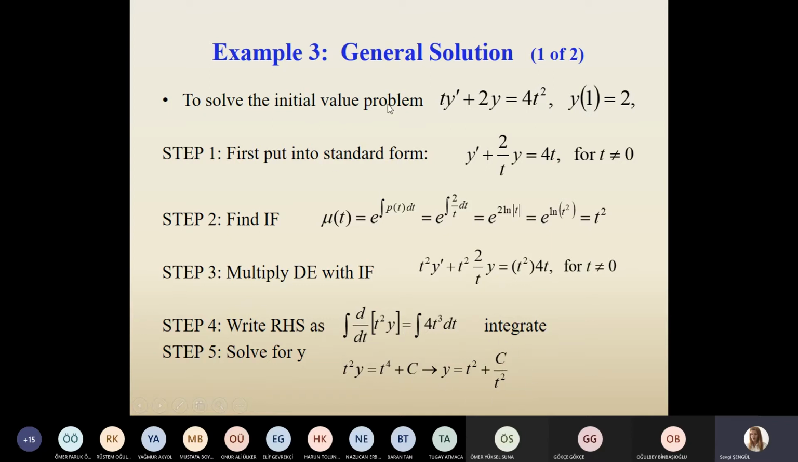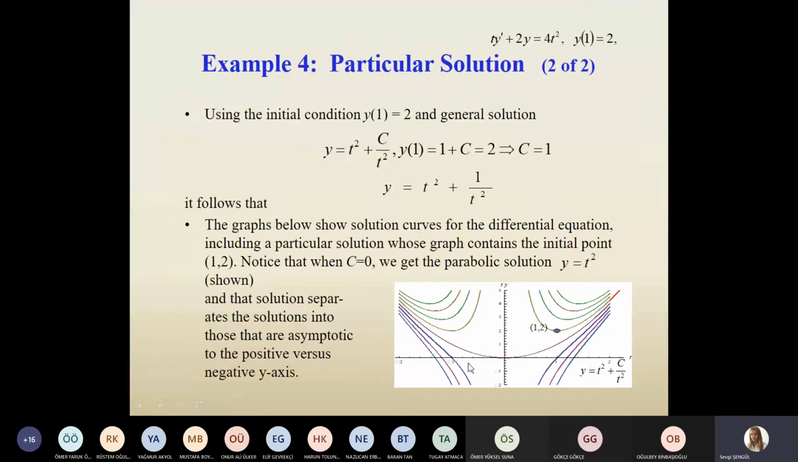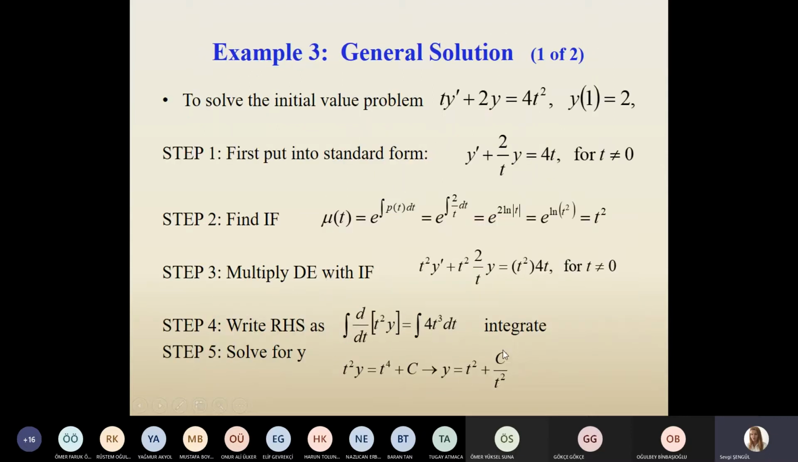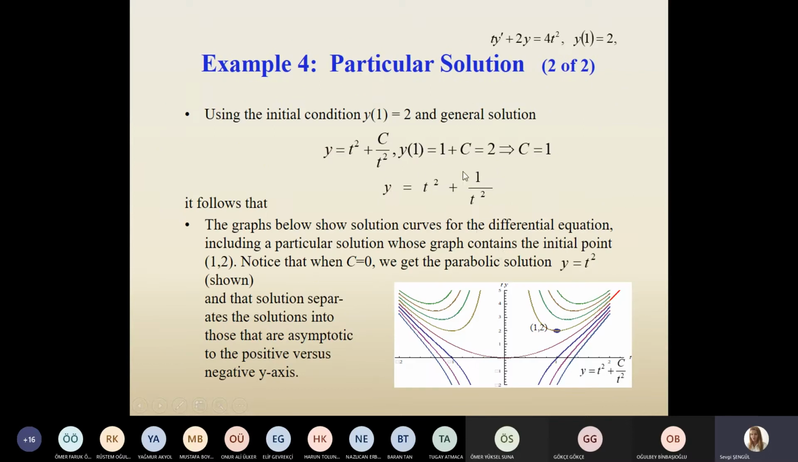And to be able to solve the initial value problem, I will plug in 1 for t, make this equal to 2, and find c. Exactly, I plugged 1 for t, this is 1, this is c, y will be 2, so 1 plus c equals 2, c will be 1. If c is 1, in the general solution I plug in 1 for c, and this is the solution of the initial value problem. And you can see the solution curves for different initial values in here.